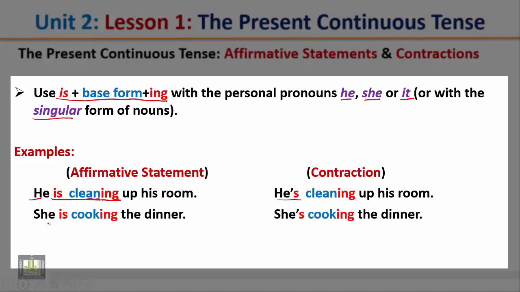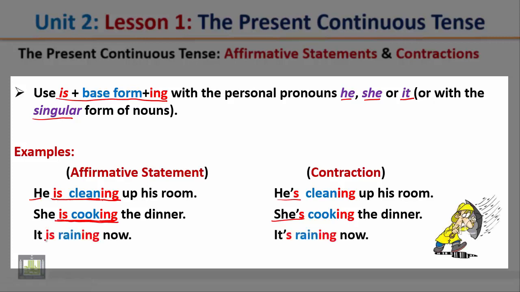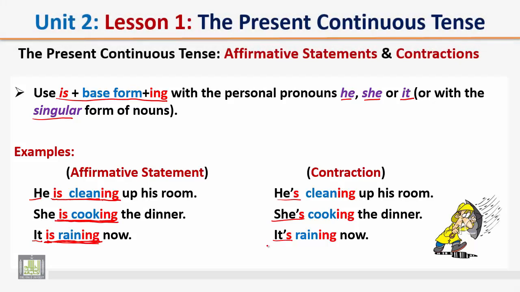Another example, she is cooking the dinner. Notice here, after she, we use is plus base form plus ing. So this is the present continuous tense. The contracted form, she's cooking the dinner. Another example, it is raining now. Again, notice here, after it, we use is plus the base form plus the ing. So this is the present continuous tense. The contracted form, it's raining now.